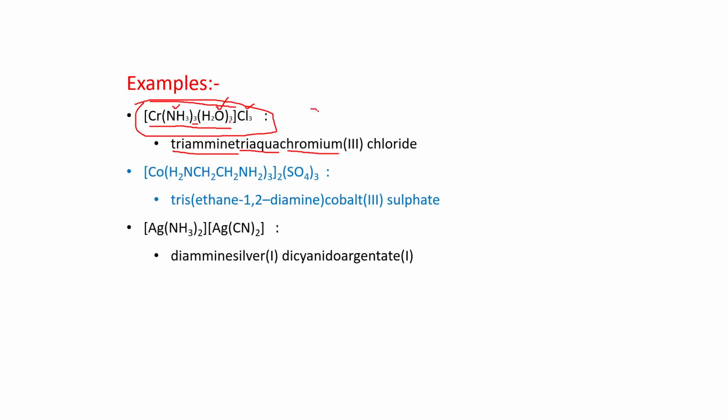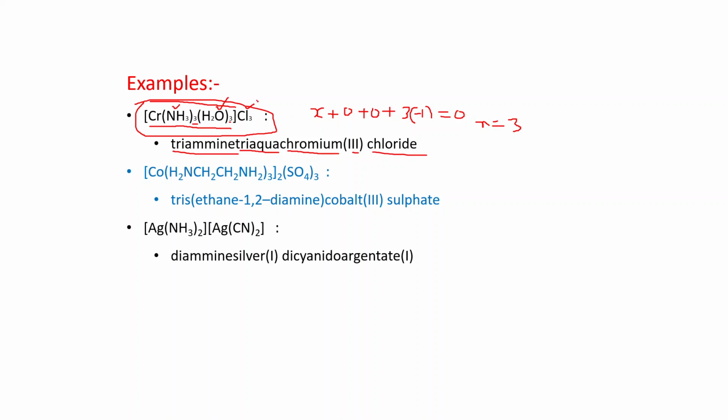If we assume that the oxidation number of chromium is x, then ammonia is neutral, that's why 0. Water is also neutral, this is 0. Then this is plus x. This is the Cl counter ion, this is chloride, negatively charged, and 3 chloride ions are present. That's why 3 into minus 1, and this is equal to 0. If you find out the value of x, it will come 3. That's why this is 3, written in Roman numerals. And this is chloride, the counter ion.